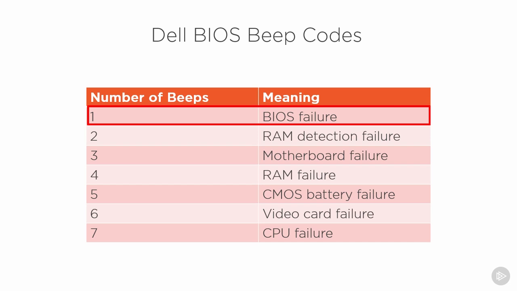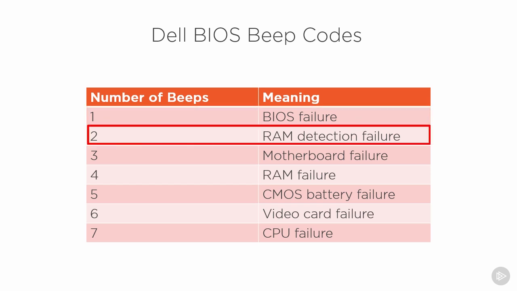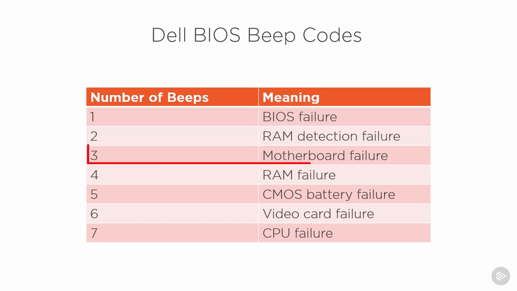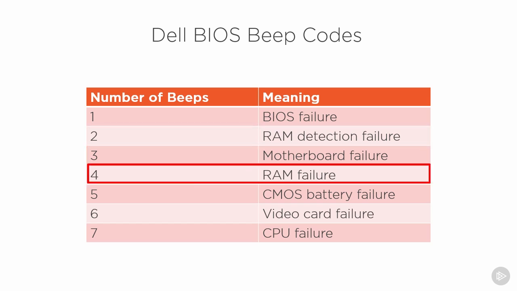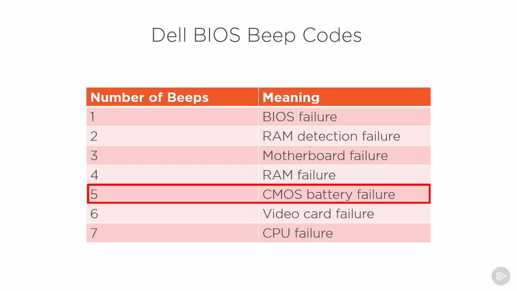That's not good because the BIOS is soldered right onto the motherboard, and normally it means replacing the entire motherboard. Two beeps means we've got a RAM detection failure, and it could be as simple as the RAM chips are not fully seated tightly within their sockets. Three beeps means a motherboard failure. Four is a RAM failure as opposed to detection. Five beeps means a CMOS battery failure.